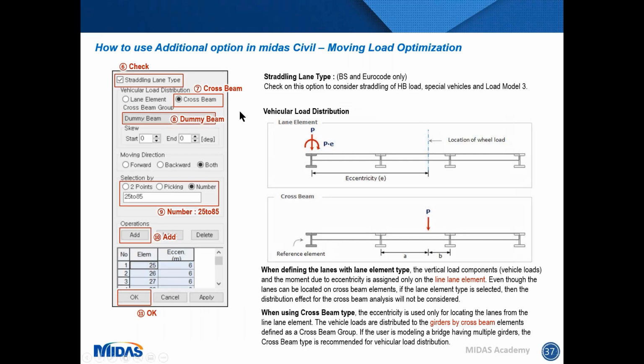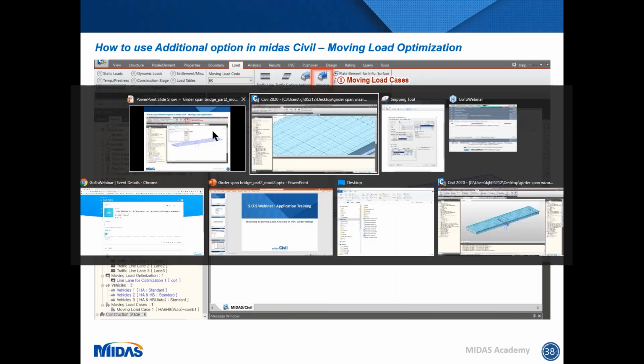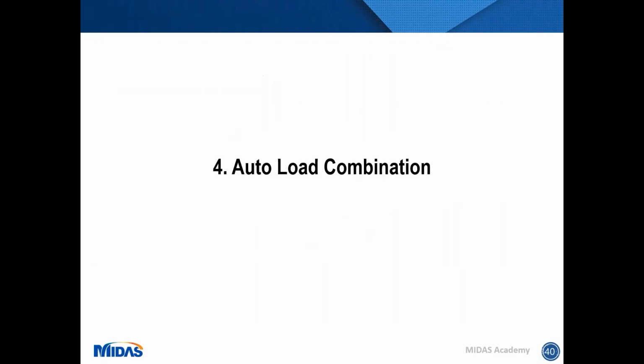And within the moving load optimization, we can also consider straddling effect, with the crossbeam type as well. In order to consider straddling, the lane type must be a crossbeam type. Okay. And then we are done with the moving load case, I guess.